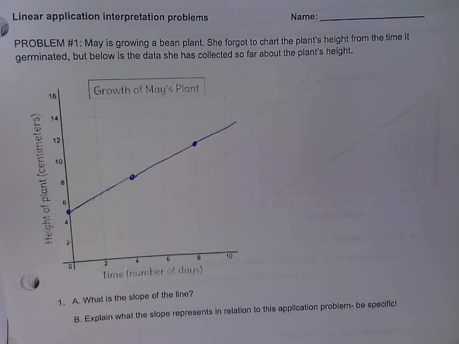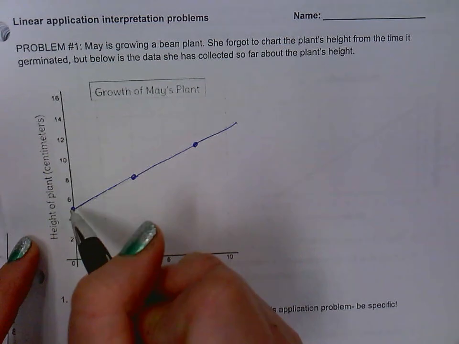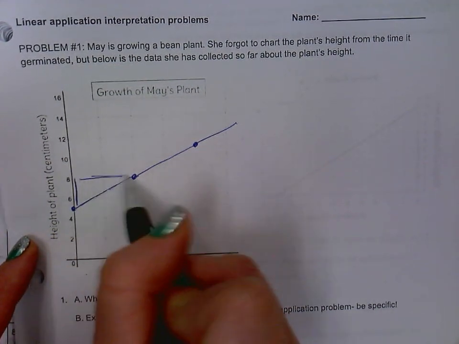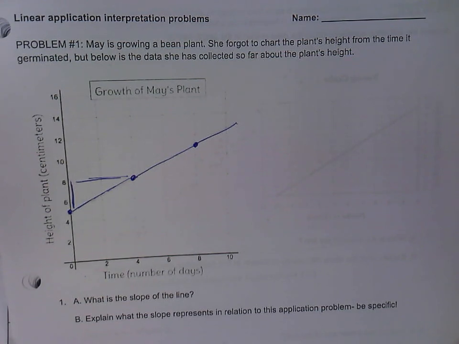How can I figure out what the slope of the line is? Slope is rise over the run, right? So what I like to do is pick one of the points where I'm starting, and think about what my rise and what my run would be to get to the next point.